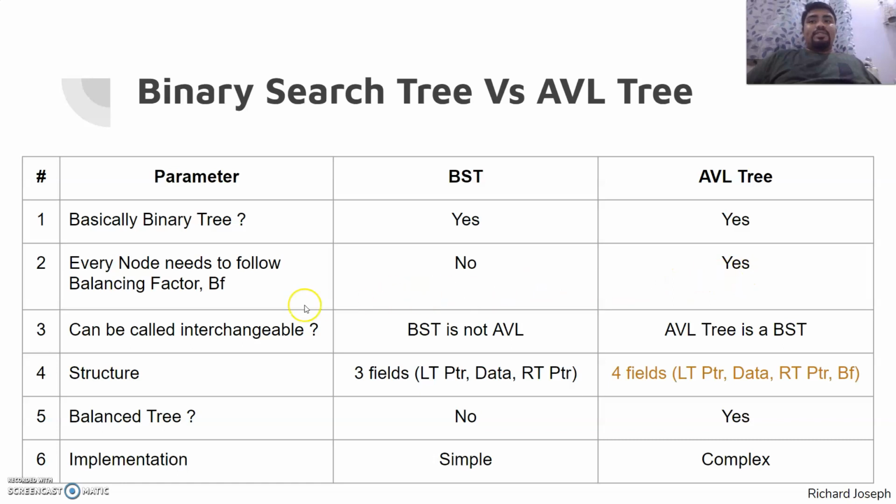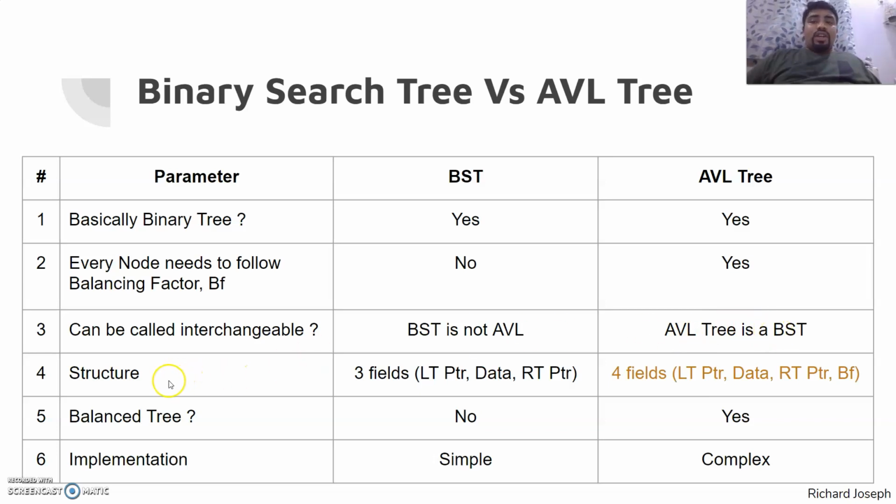So let's understand, now, can they be interchangeable? That means, can binary search tree be converted into AVL tree? Now, the AVL tree is a strictly balanced tree and binary search tree is not. So, as BST is not a balanced tree, it can never be interchanged into an AVL tree, whereas AVL tree is always balanced. So, yes, it can be interchanged into a binary search tree, right?